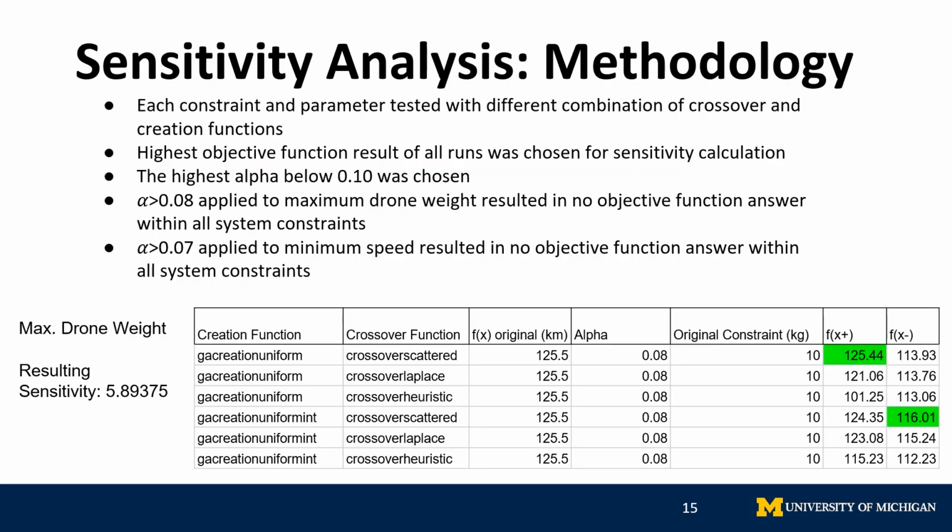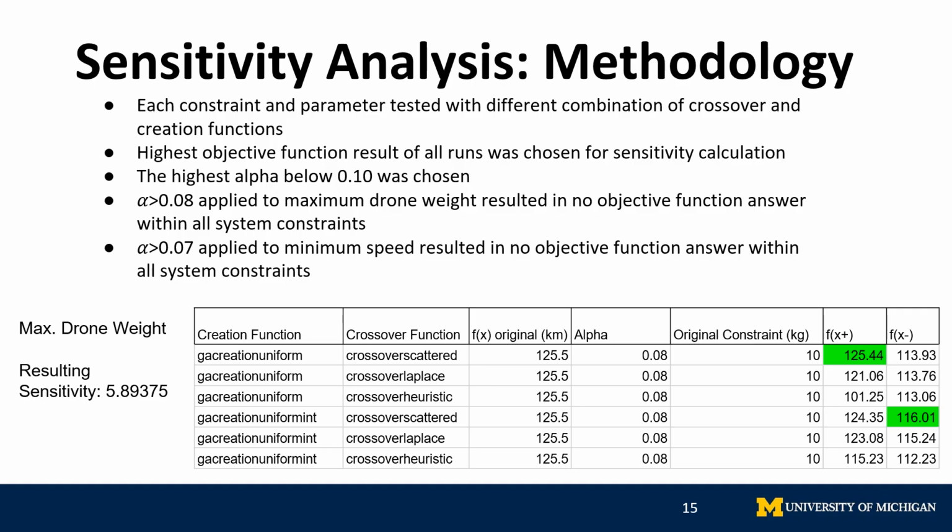The same 6 combinations of crossover and creation functions used in the system optimization were tested again for each active constraint parameter. The highest objective function value, positive and negative, were chosen out of the set. As recommended in class, an alpha of 0.1 was tested on each parameter and constraint. While many could produce outputs with an alpha of 0.1, it was found that the maximum drone weight was intolerant of an alpha greater than 0.08, and minimum drone speed was intolerant of an alpha greater than 0.07. Alphas of higher value would result in no solutions that satisfy all system constraints.